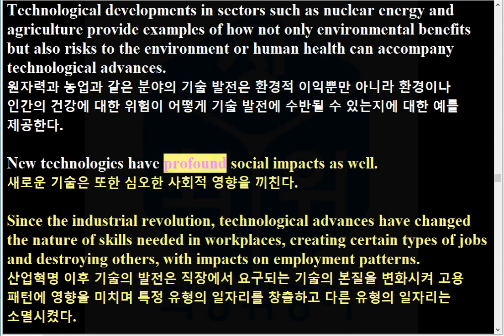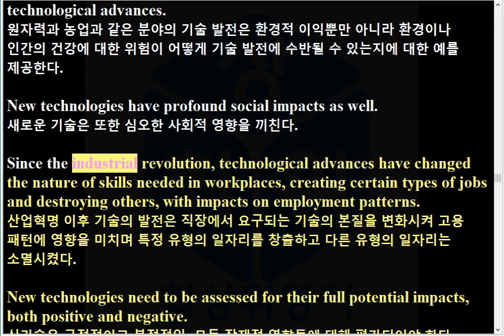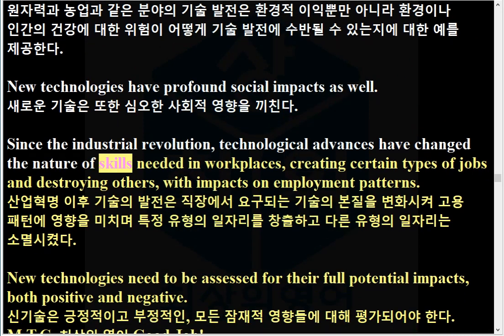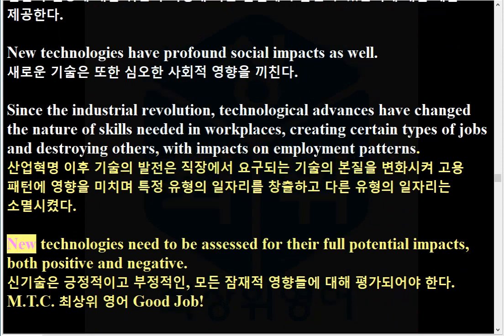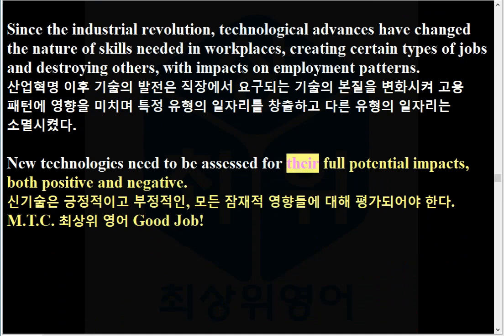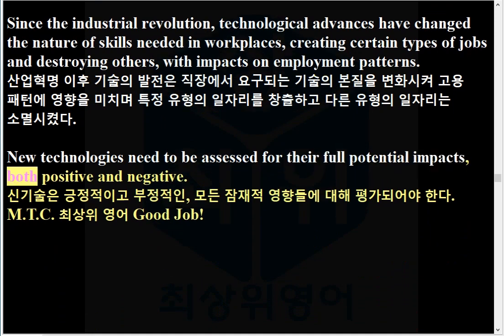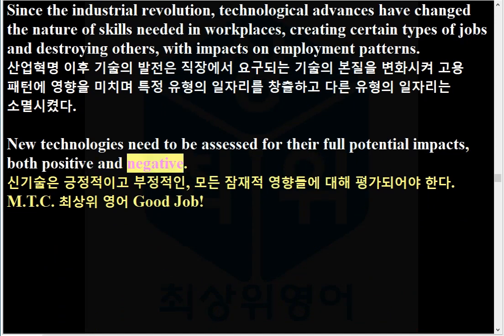New technologies have profound social impacts as well. Since the Industrial Revolution, technological advances have changed the nature of skills needed in workplaces, creating certain types of jobs and destroying others, with impacts on employment patterns. New technologies need to be assessed for their full potential impacts, both positive and negative.